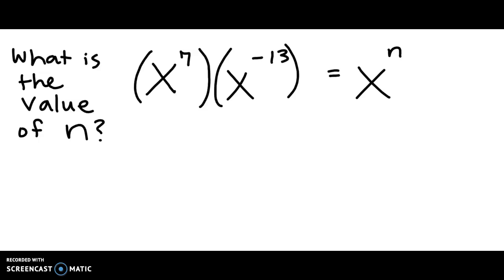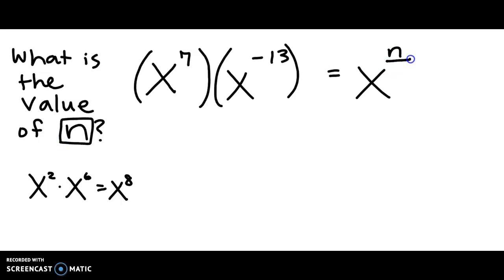Okay, guys, so in this problem, we are looking at multiplying these variables that have exponents. So we do need to remember the rule for exponents, okay? The rule for multiplying is that when we're multiplying, we add the exponents together, okay? So in this problem, it's asking us what is the value of n.